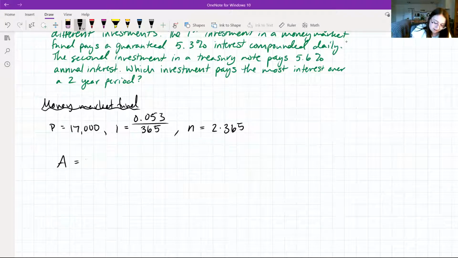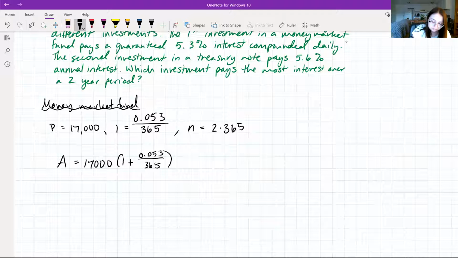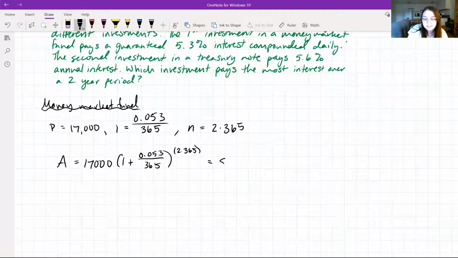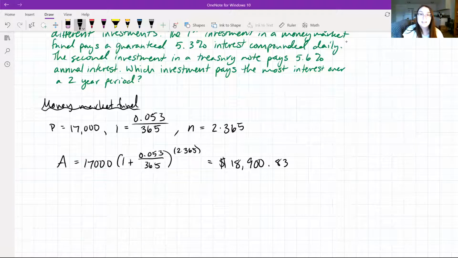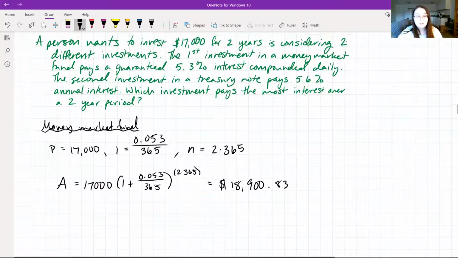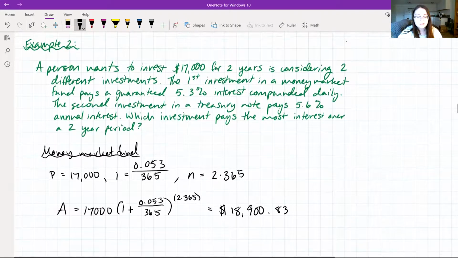So we can write this out and get A is equal to 17,000 times (1 + 0.053 divided by 365), all to the power of 2 times 365. I highly recommend that you calculate this value on your own, and you should end up getting $18,900.83.